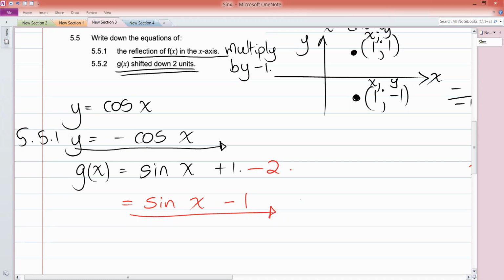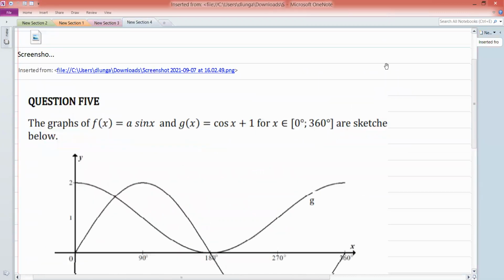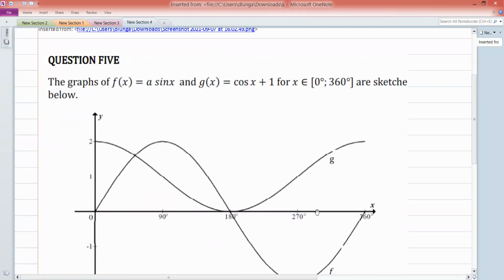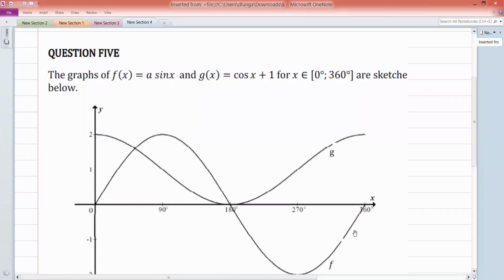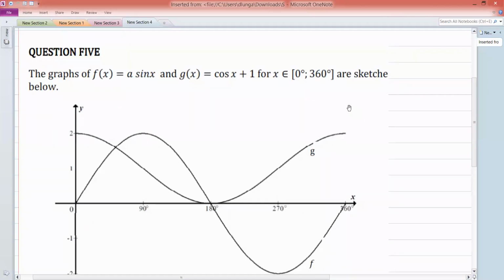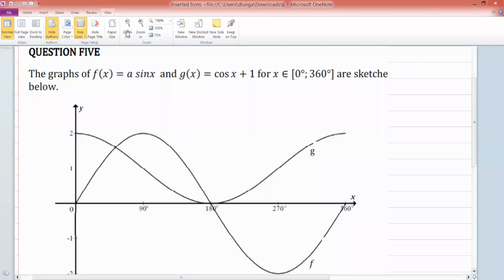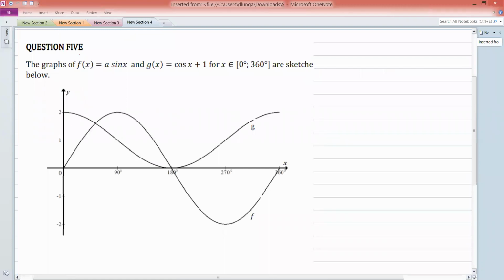Awesome. Brilliant. Okay, so we've done the first one. Let's go on to the second type of question. This was taken from one of your past papers. I'm going to try and zoom out. The graphs of f of x equals a sine x, and g of x equals cos x plus 1.